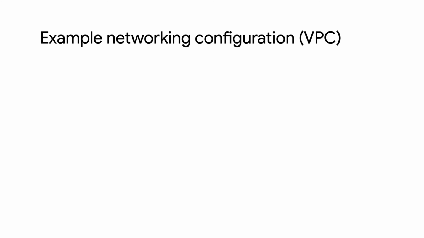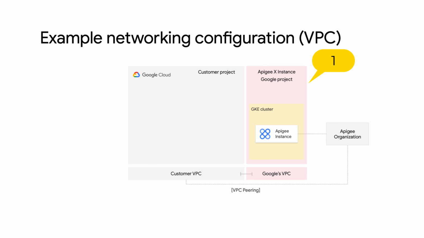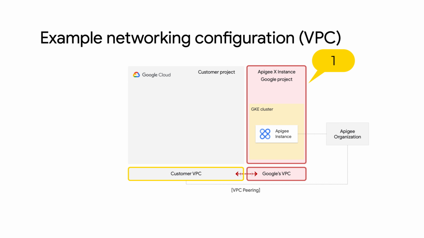an Apigee X organization. On a high level, there are three key things to be configured in networking. First, the virtual private clouds or VPCs. Apigee X instances are provisioned in internal Google managed VPCs. However, Google managed VPCs are not directly accessible from your GCP projects. Therefore, you need to pair them either with VPCs or shared VPCs created in your GCP projects.